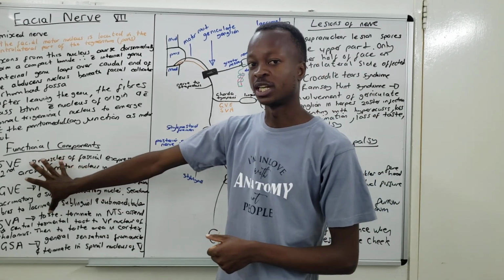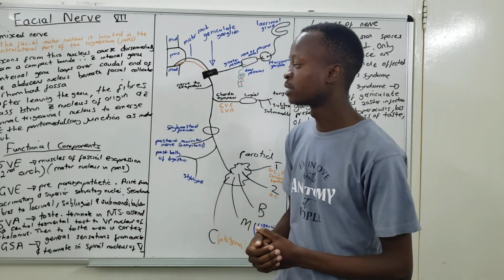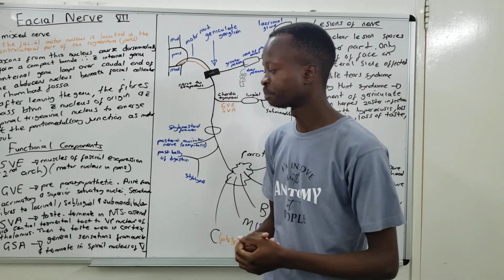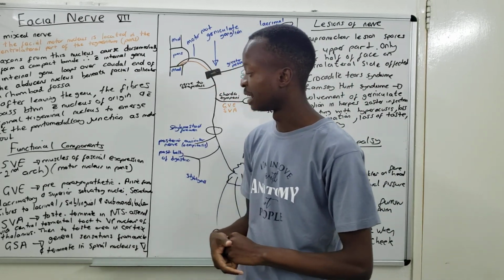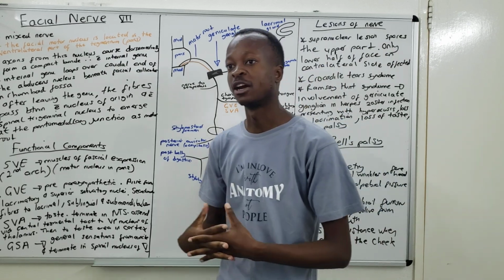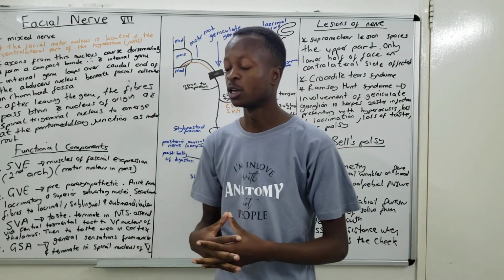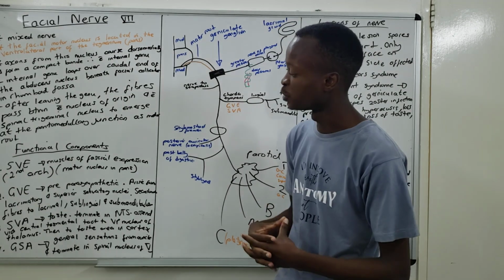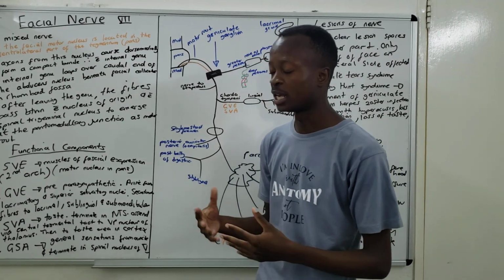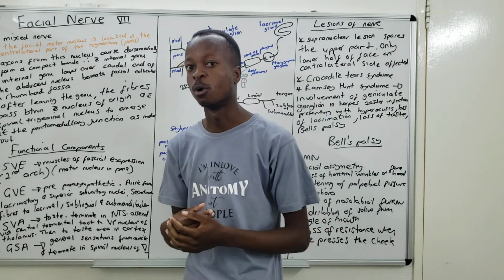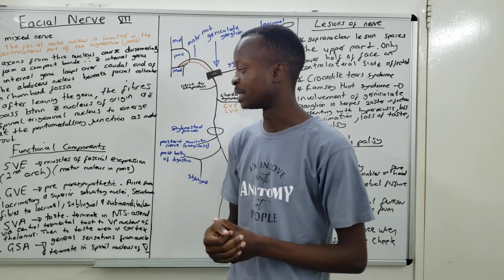Then we're going to have general visceral efferent fibers, which are going to be simply ganglionic parasympathetic fibers, which arise from the lacrimatory and the superior salivatory nuclei, and they're going to innervate the lacrimal gland, the sublingual, as well as your submandibular gland.